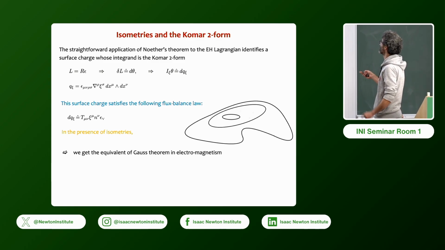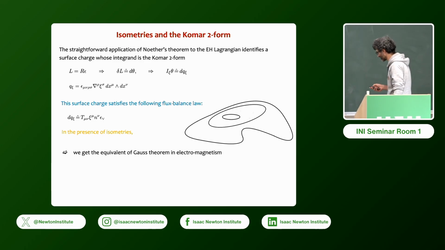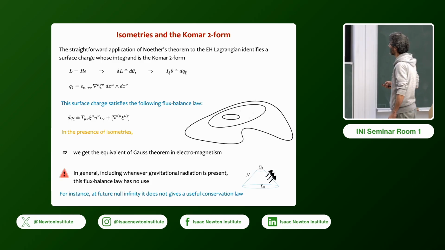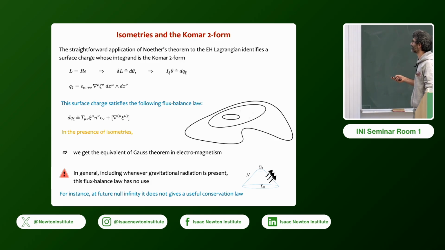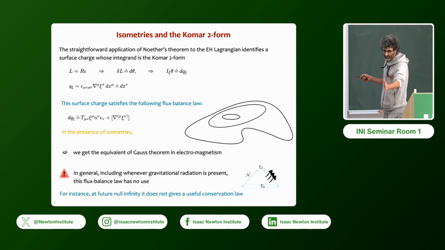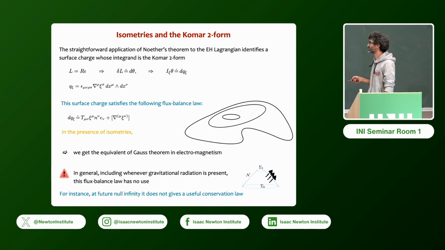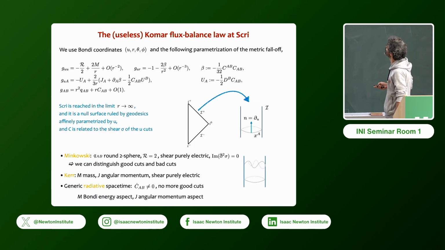And I was saying, yes, Gauss theorem: once you're outside of matter, in vacuum, no matter what shape of surface you use, you get the same value for your charge, which is very nice to have. Now, however, in the general case, which includes as soon as I produce gravitational waves, there are no more Killing vectors, so we have an extra term like this, and this flux balance law, on top of having the trace T term, just becomes completely useless. Let me show you explicitly why, for instance, in the case of Scri, future null infinity.